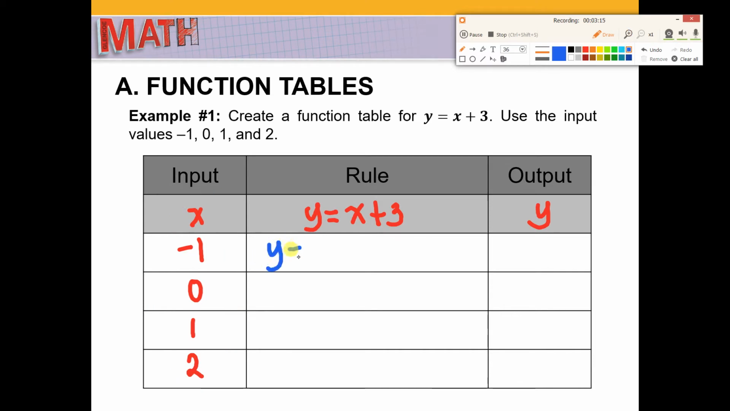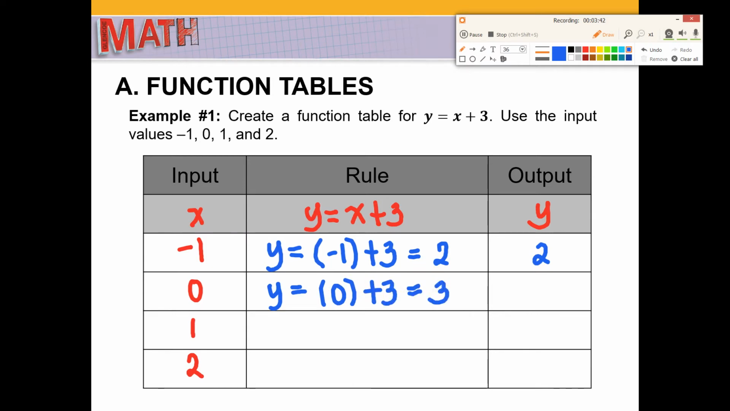So y equal x plus 3. If I exchange x with negative 1, I will have negative 1 plus 3. And negative 1 plus 3 is equal to 2. So the output is 2. Now how about if I exchange x with 0? So I will have 0 plus 3, which is of course 3. So the output is 3.